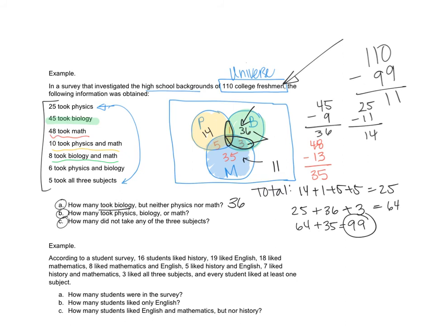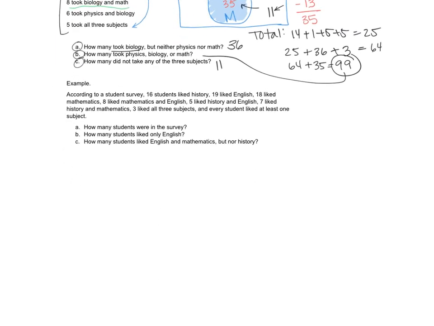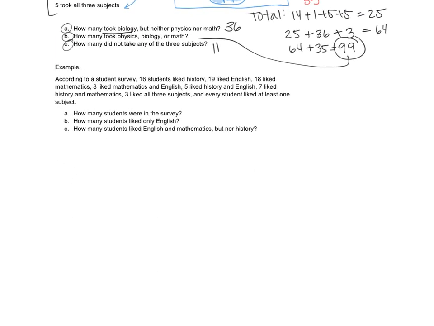Then it says, how many took physics, biology, or math? Well, we actually added that all up. All the people in any of those circles, whether in intersections or not, we already said was 99. Now, how many did not take any of the 3 subjects? Well, that ends up being the 11 leftover people that we had to figure out, which added up to 110. So now you should try the next one, give it a shot, see what you can come up with.